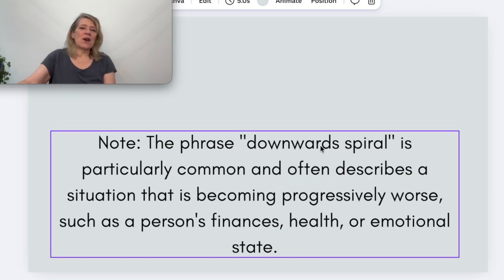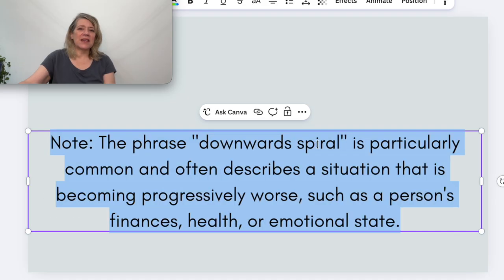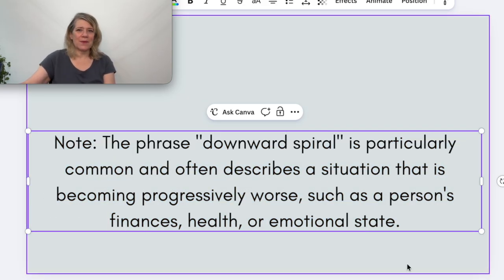The phrase downward spiral is particularly common, and it often describes a situation that is becoming progressively worse, such as a person's finances, health, or emotional state. He's in a downward spiral. Now, if someone is in a spiral or they are spiraling, especially a downward spiral, it means they are quickly losing control. So to say someone is in a downward spiral, they are spinning out of control. We can say they are spiraling.